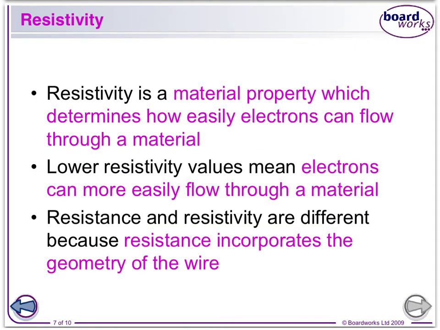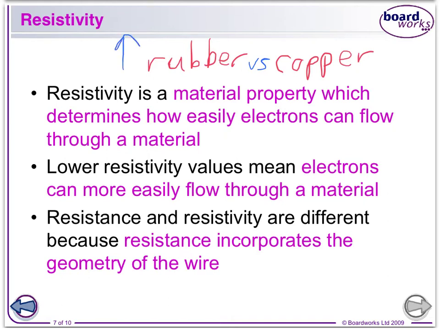So resistivity is probably the hardest of the three to describe. In this case, it's a material property which determines how easily electrons can flow through material. Think about the difference of conductivity between rubber and copper. There's obviously a very big difference, even if we have the same size wire. And this is because rubber has a much higher resistivity than copper. And again, resistance has geometry incorporated while resistivity does not.